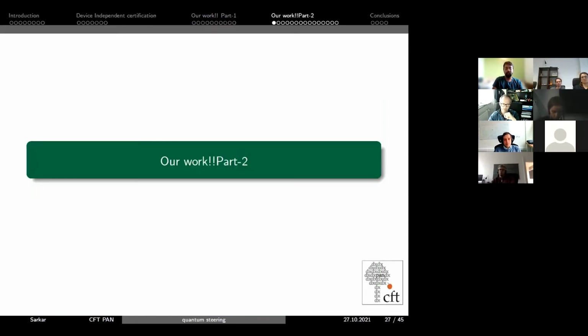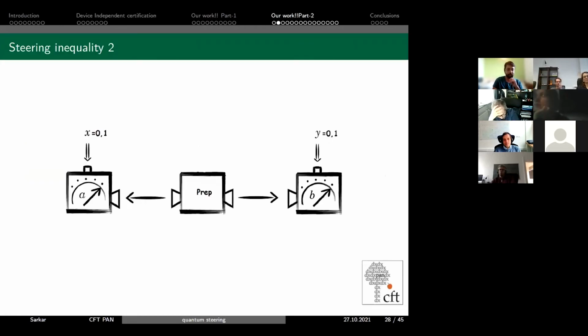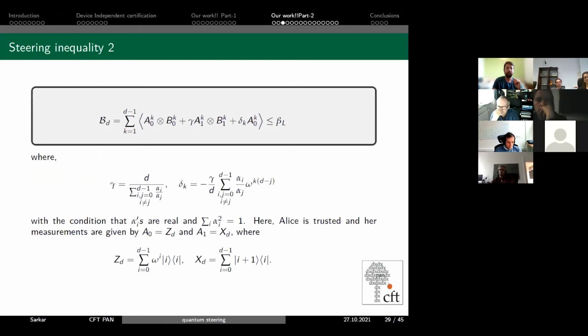So now I will go to the second part of our work, where our aim was to certify any bipartite entangled state in this steering scenario. So we take a simpler scenario than I considered before. There is Alice, there is Bob, and Alice just has 2 inputs, and Bob also has only 2 inputs. Now Alice performs D-outcome measurements, and Bob also performs D-outcome measurements. In this scenario, we construct a steering inequality of this form.